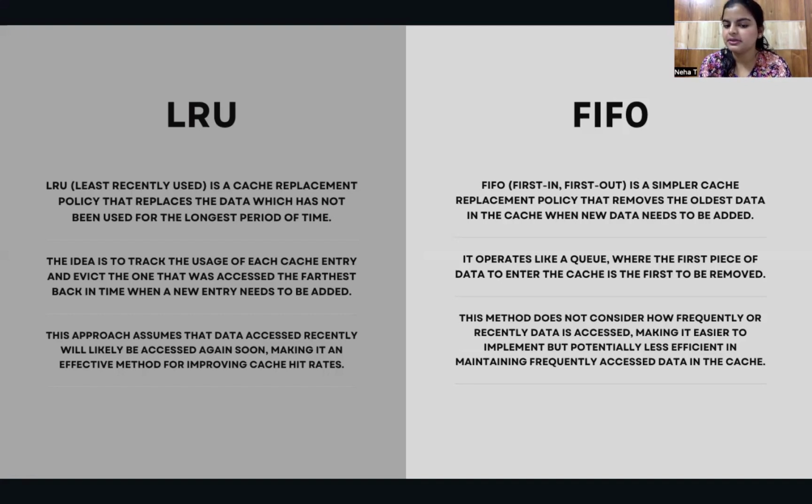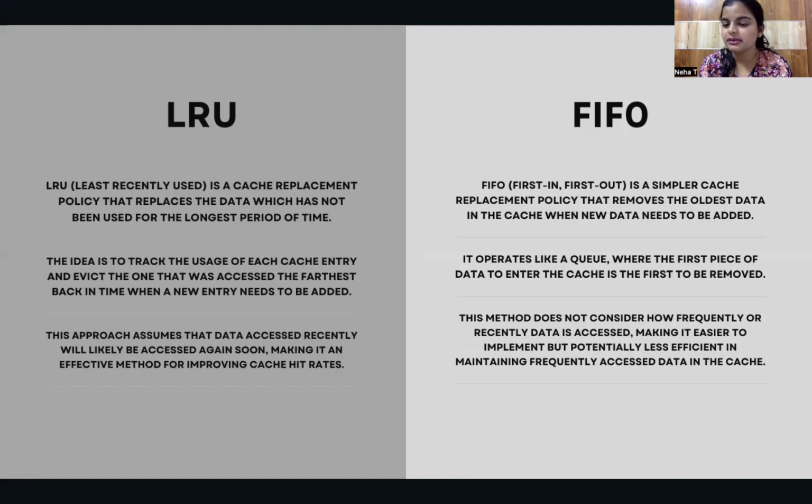FIFO is a simpler cache replacement policy that removes the oldest data in the cache when new data needs to be added. As the name says, first in, first out. The one that is already first in will be the first one out. It operates like a queue where the first piece of data to enter the cache is the first to be removed. This method does not consider how frequently or recently data is accessed, making it easier to implement but potentially less efficient in maintaining frequently accessed data in the cache.